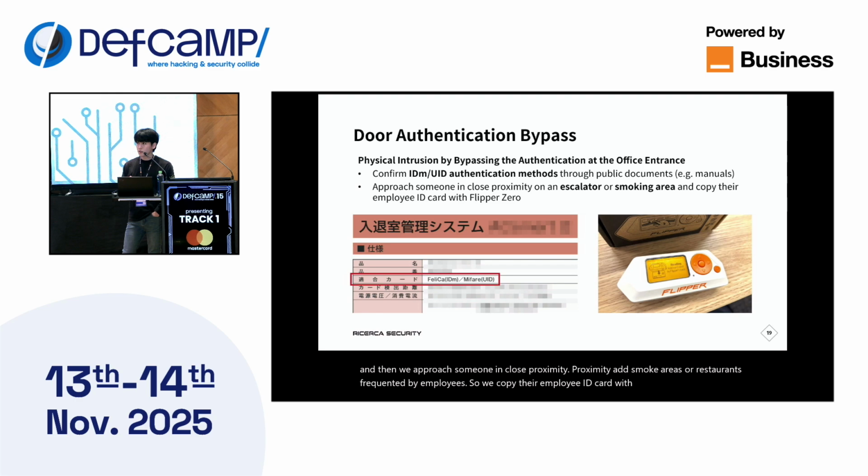Why smoking areas and employee hangouts? So these are prime targets. Why? Targets stay for a certain period or longer, and people not from the target's company are not suspected. So it's a useful attack surface. And Flipper Zero, let me explain this device. This device is able to read, copy, and emulate RFID and NFC tags. So this is how we bypass physical entrance security.